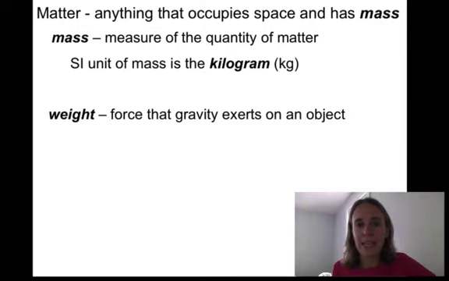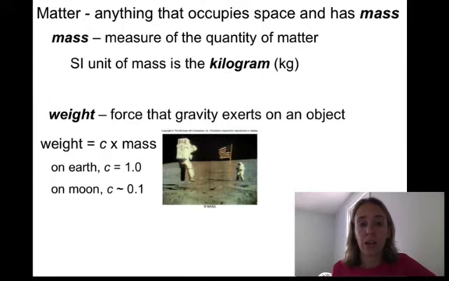Now, one thing that I just want to differentiate real quick is the difference between mass and weight. Weight incorporates the gravitational pull on an object. So here on Earth, we've defined it so that mass and weight are equal. But you could think of it in terms of a formula. Weight is equal to a constant representing that gravitational pull times mass. And so on the moon, everything is only 1/10 the weight it is here on Earth.